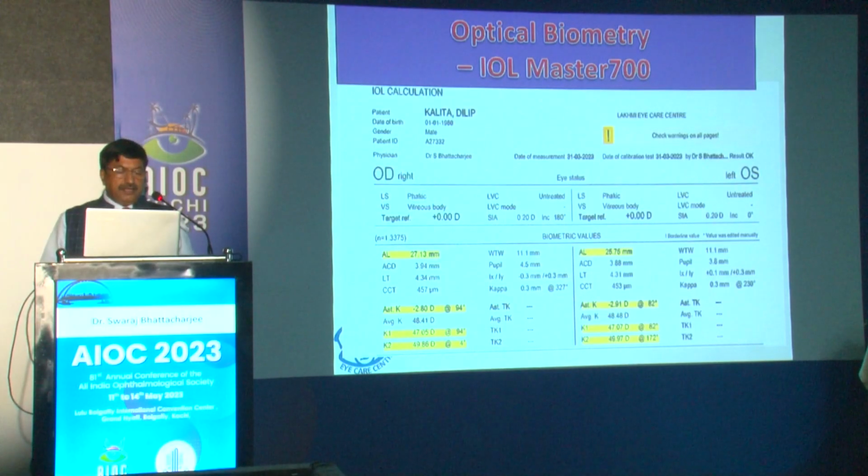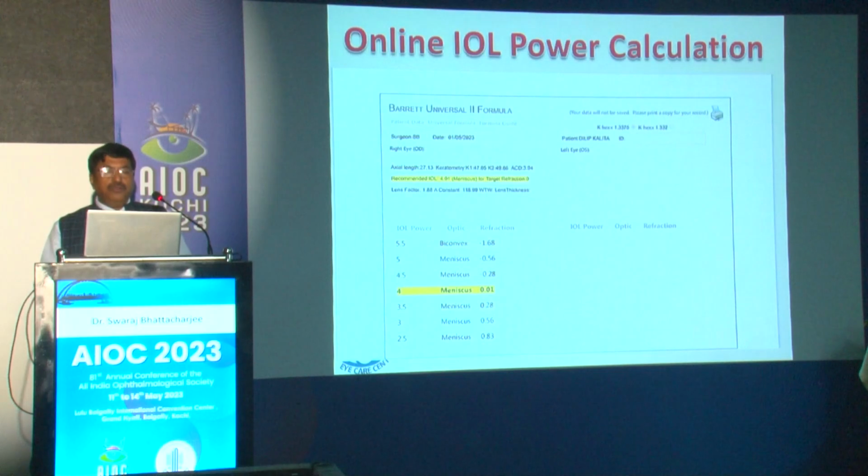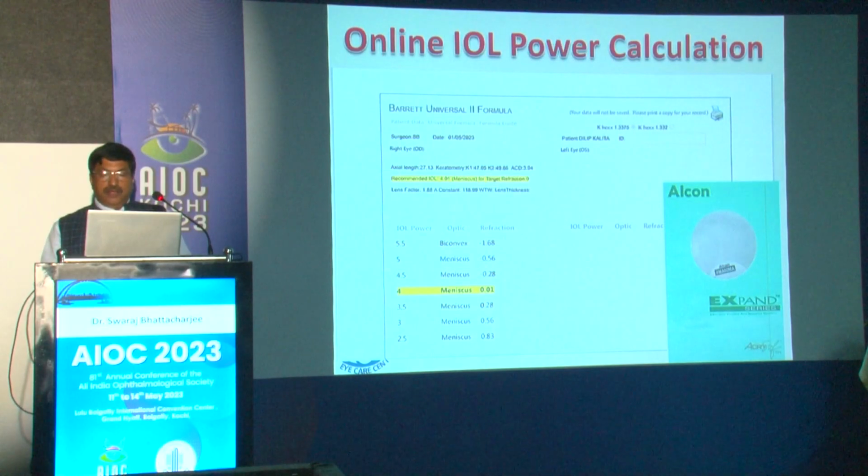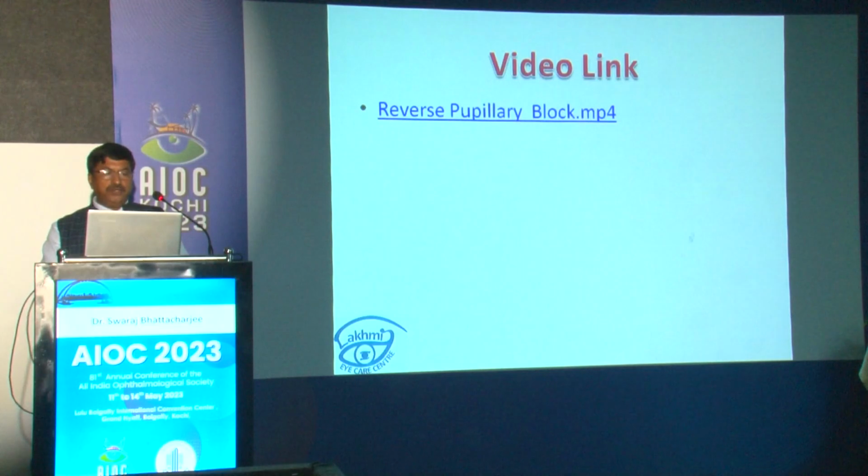But the difference between the steep meridian and the other meridian was minus 2.894 degrees. In the other eye also it is the same. Now we went for the online IOL power calculation with the Barrett Universal 2, and we got a 4 diopter meniscus lens to be the correct power. We are using an Alcon Expand series lens in this case. I would like to share a small video.